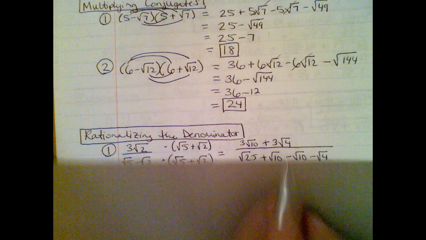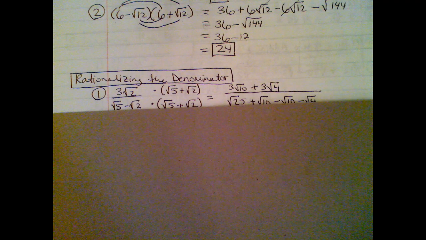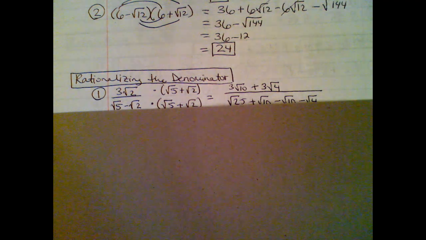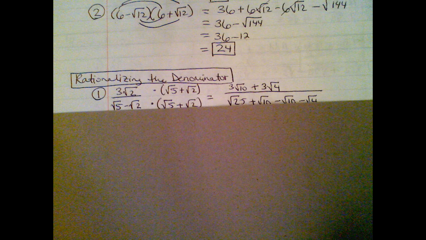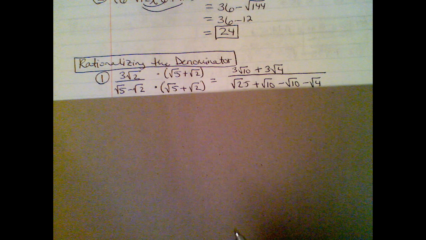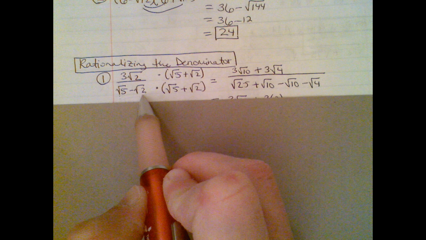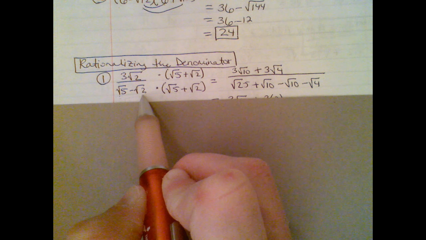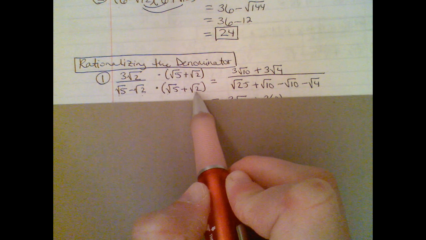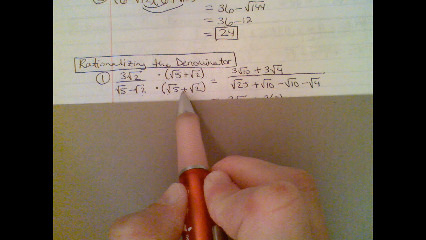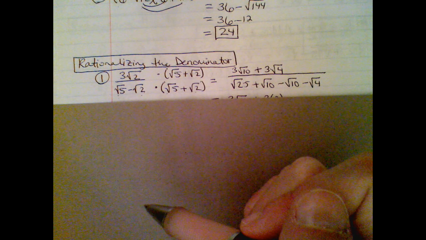Alrighty, the last section in this part is rationalizing the denominator. So if you remember, we cannot leave a radical in the denominator. So if we have two terms in the denominator, how we're going to get rid of that radical is we're going to multiply by the same two terms, but we're going to switch the sign in the middle, just like up here, so that our square roots end up canceling one another out.